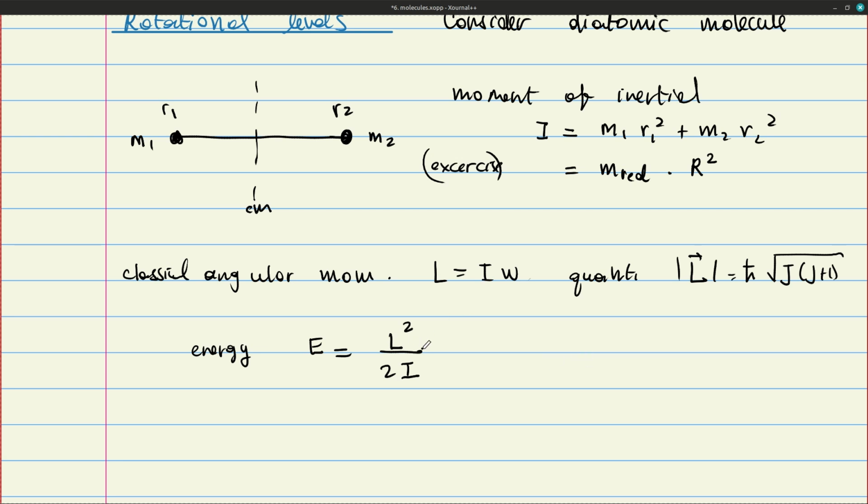And if this is L squared, we know how to quantize L. We just put this there, and this is going to be h bar squared over 2I times J(J plus 1). J is the angular momentum number. It can be 0, 1, 2, ... infinite. And these are rotational energy levels.